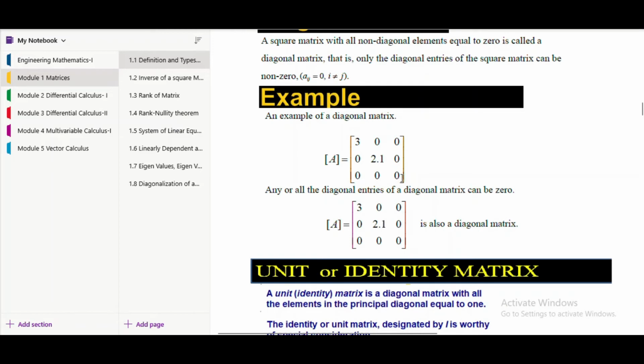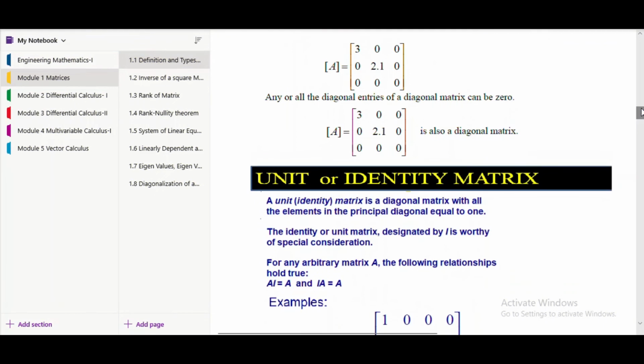There is a single entry, this one is 0, so it will not affect the definition of the diagonal matrix if any one of the diagonal entries is 0. We have to focus on the remaining entries other than the diagonal, they all should be 0, and any or all the diagonal entries of a matrix can be 0. So this one is the diagonal matrix.